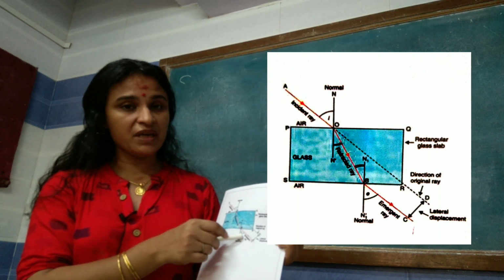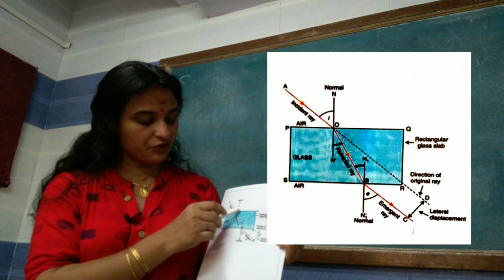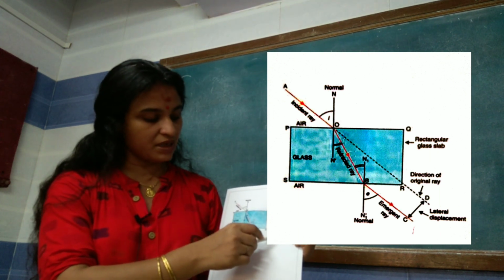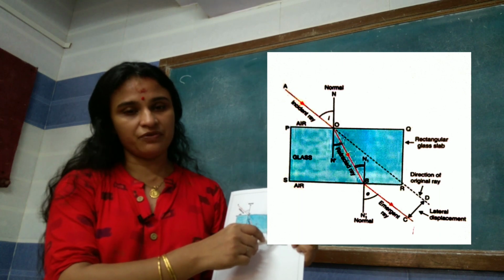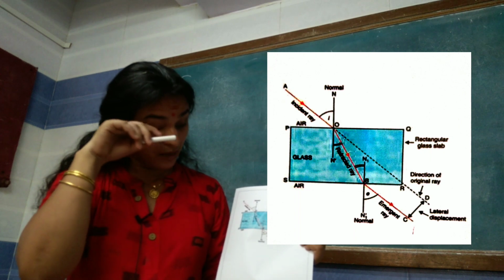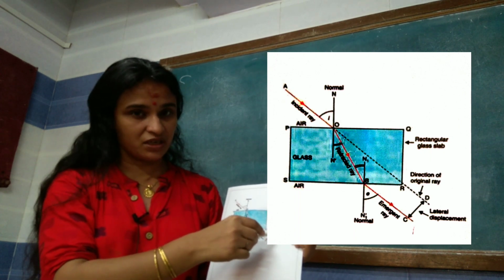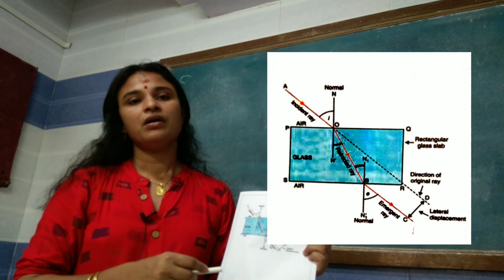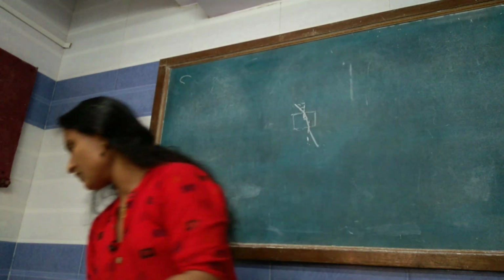By measuring this, you can see that I and E will be the same. If we did not have the glass slab over here, this should have been the direction of the ray of light. Because of the glass slab, it gets refracted two times and it gets laterally shifted. Its position changed over here. So this is the experiment using the glass slab.